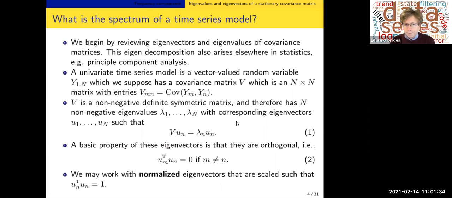And for these non-negative definite symmetric matrices, these eigenvectors are orthogonal. So that means um transpose un is equal to 0 if m is not equal to n. And it's often convenient to work with normalized eigenvectors scaled so that their absolute value is 1.